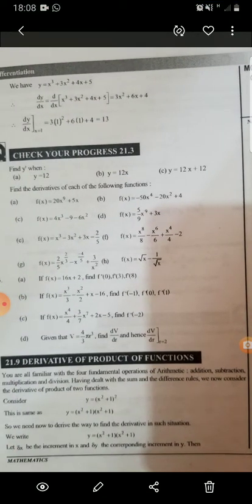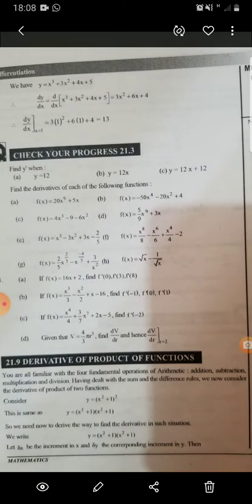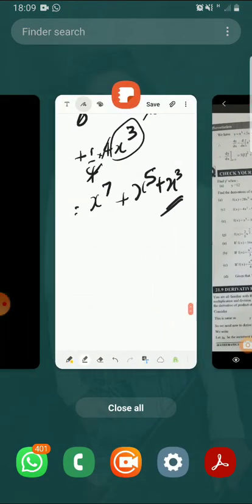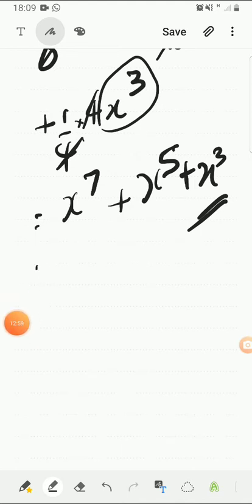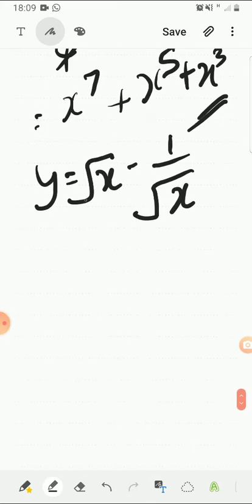Alright, I'll do the last one, number 3. That is y equals root x minus 1 over root x. So the idea is very easy. Remember what the root is. Root means power of what? Half. Okay, so root x is x to the power of half, and 1 over root x is x to the power of minus half.